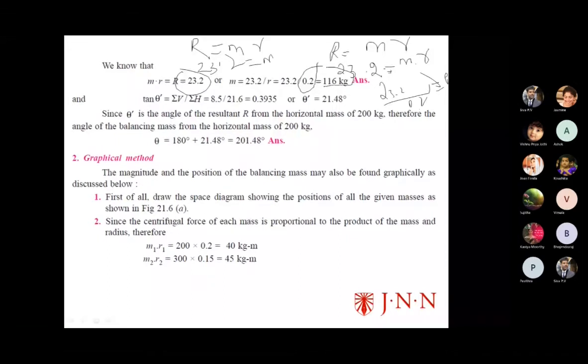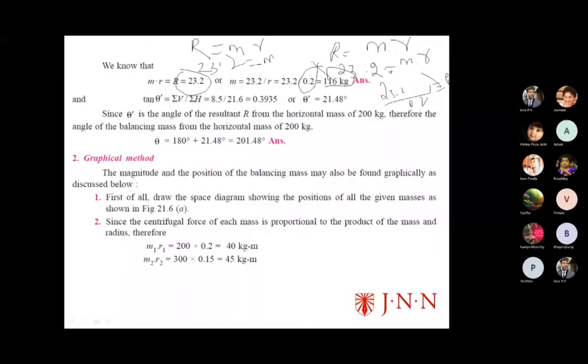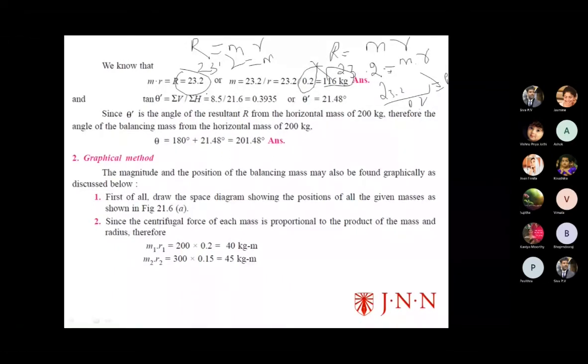Position is where? Tan theta equal to summation of V divided by summation of H. So the position theta equal to tan inverse of summation of V divided by summation of H equal to 8.5 divided by 21.6 equal to 0.3935. So tan theta equal to 0.39, theta equal to tan inverse of 0.39, 21.48.